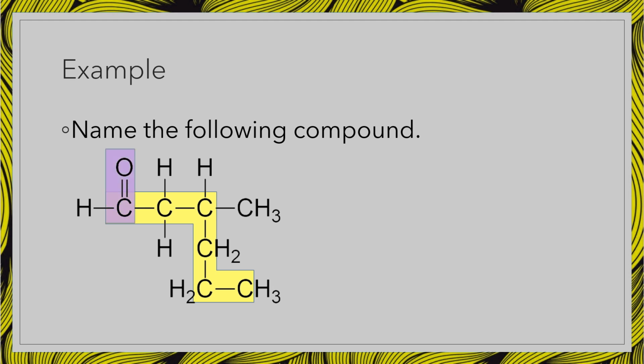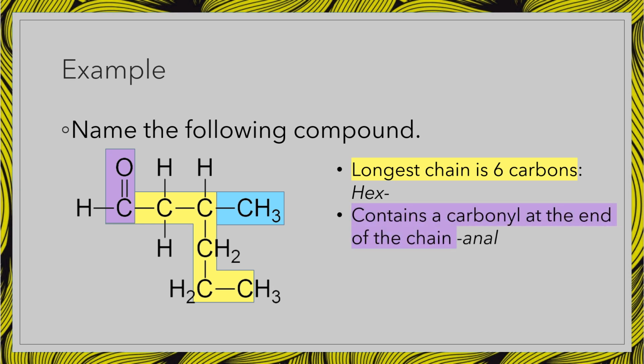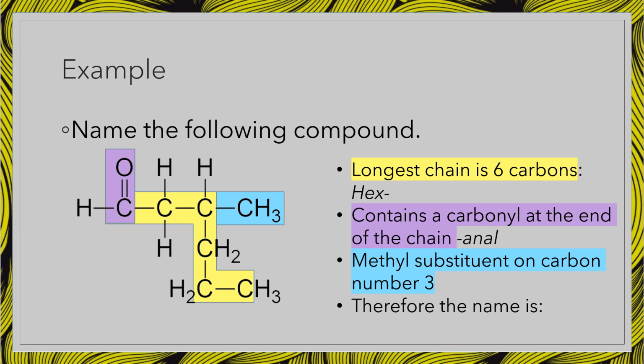What else is on there? Well, it's got that carbon-oxygen double bond at the end of the chain. So it's going to be an -anal, so it's an aldehyde. We also have a methyl group further down the chain. So we've identified everything. Now we put it together. Longest chain is 6 carbons, so it's a hex. It contains a carbonyl at the end of the chain, so it's going to be hexanal. And there's a methyl substituent on the 3rd carbon. Okay, so it's going to be 3-methyl. So putting it all together, 3-methylhexanal.